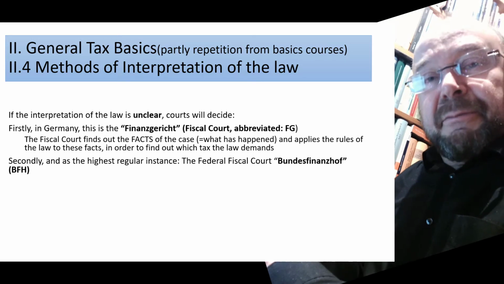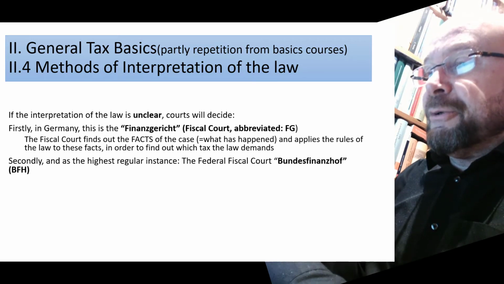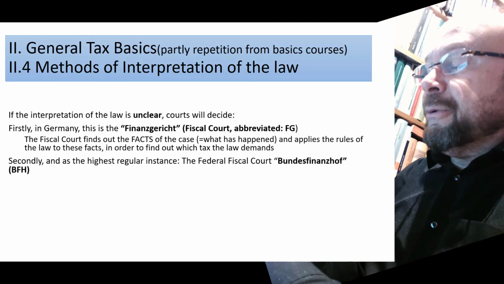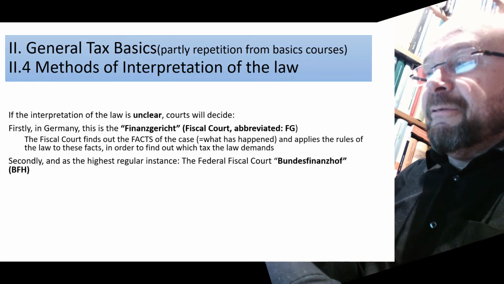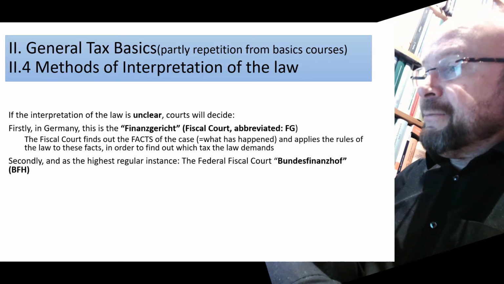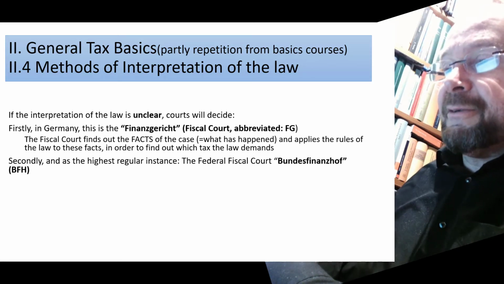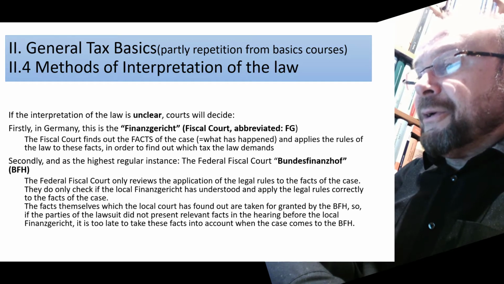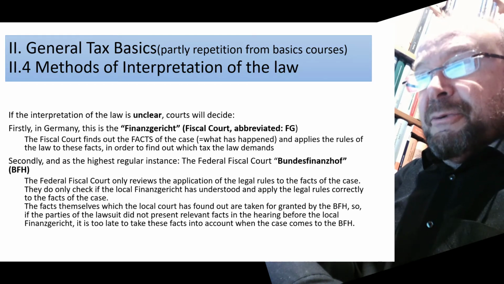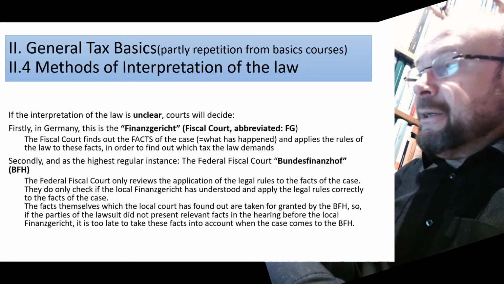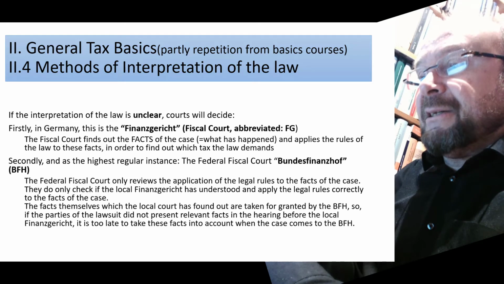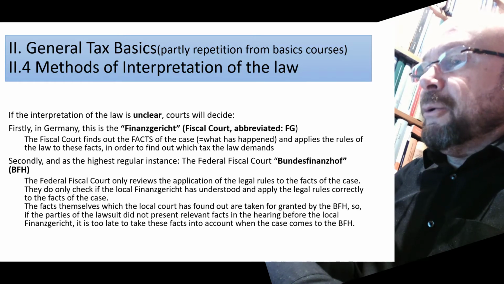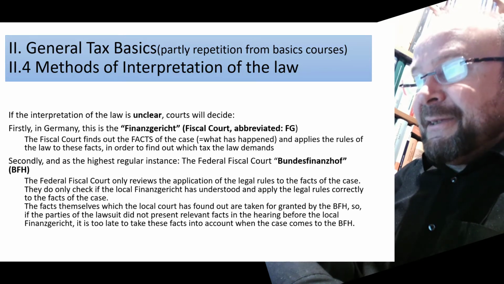Now, it might be that somebody has doubts that the Finanzgericht decided correctly, so you can, at least in most cases, have the decision which you got from the Finanzgericht reviewed by a higher instance, by the Federal Fiscal Court, the so-called Bundesfinanzhof. And the Federal Fiscal Court has a peculiarity. As a higher court, it does not check the facts which the local court found. It just takes the facts for granted. That makes sense because the Federal Fiscal Court is far away from the matter, whereas the local court is in the region and could really investigate.